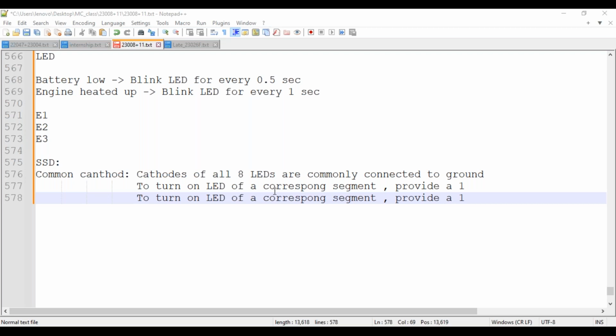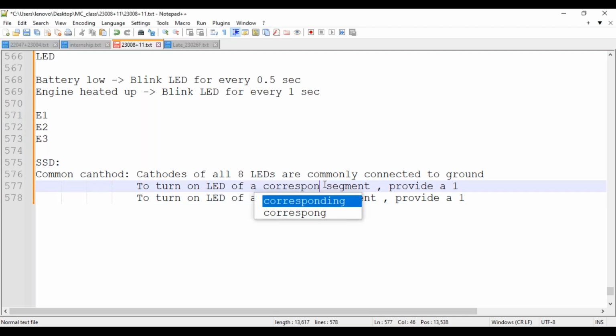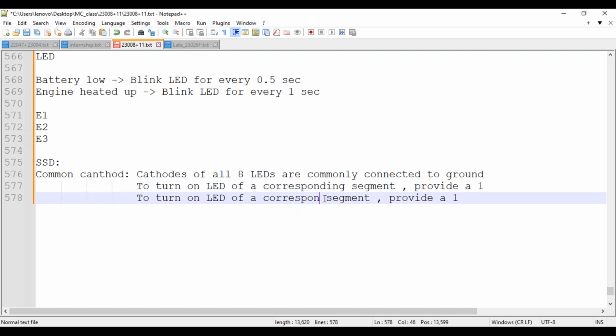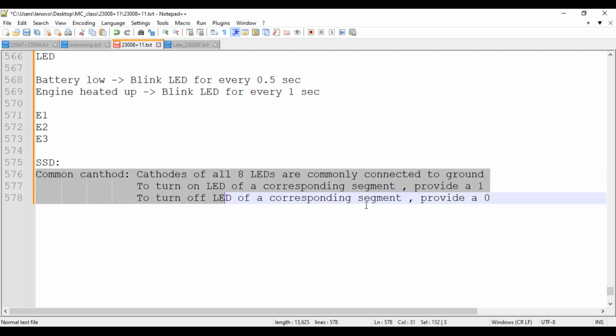Okay, to turn on the LED of a corresponding segment, I have to be providing a 1. And to turn off the LED of a corresponding segment, I'm going to provide a 0. So that is in case of common cathode configuration.